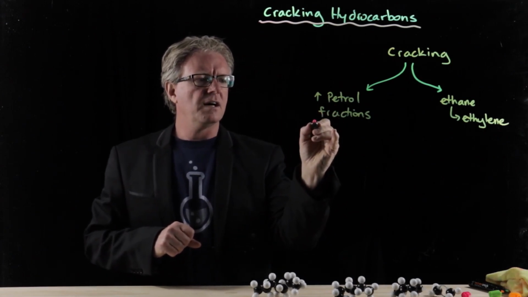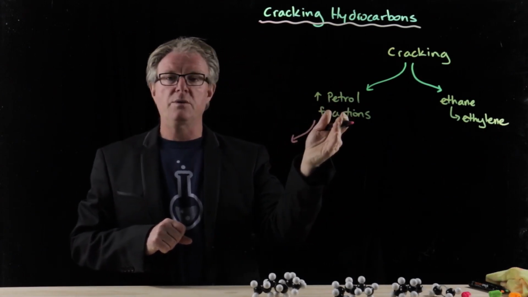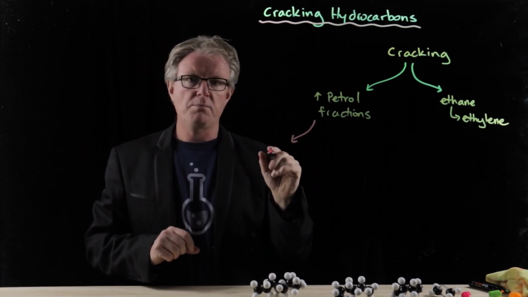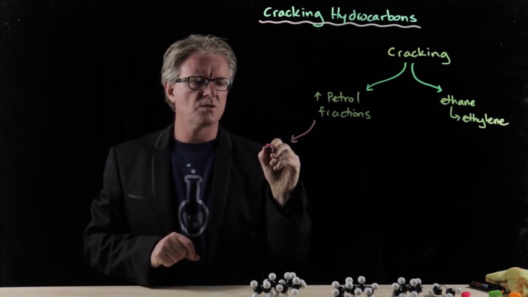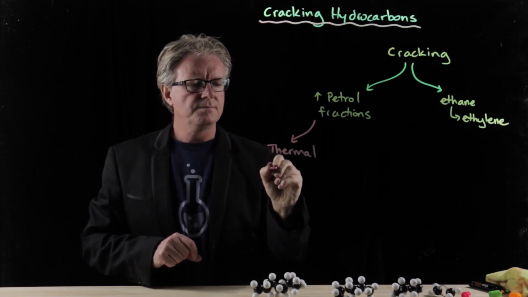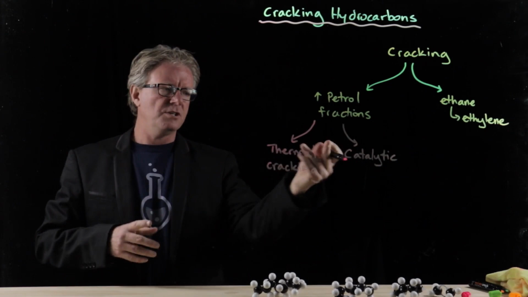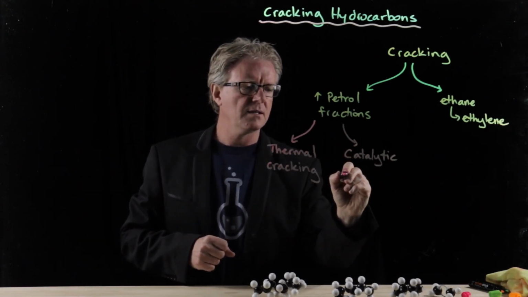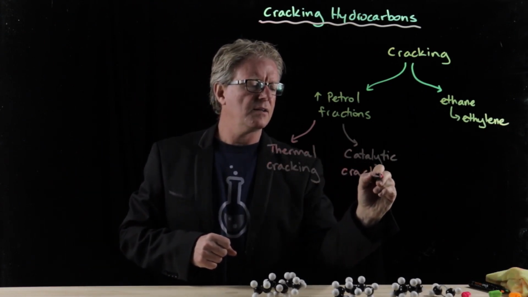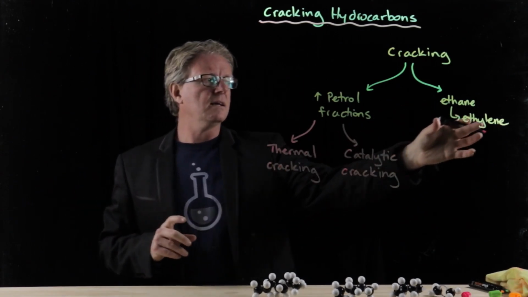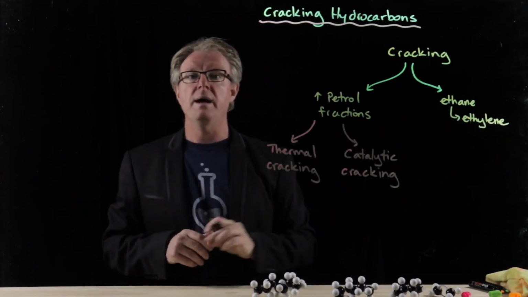So if we think of increasing the amount of fraction for petrol, there's two main processes that do this. The first one's called thermal cracking. Now in this video we're going to be looking at thermal cracking. The next video we're going to be looking at catalytic cracking. And then the video after that we're going to be looking at the processes of making polymers from ethylene.